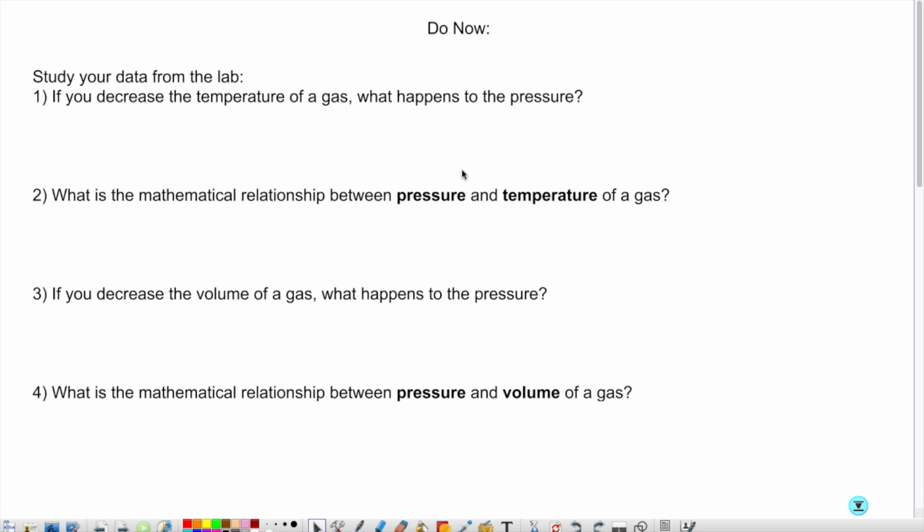So what I'm going to ask you to do here is I want you to pause and look at the graphs that you made from the lab and try to answer the following questions based on the data from the lab. So go ahead and pause now, answer the questions, and then resume when you're ready to be dazzled with brilliance.